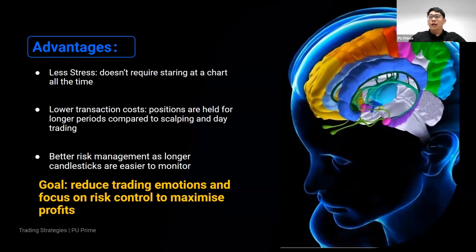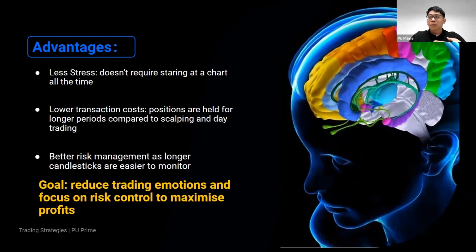Okay, and another advantage is it will be lower transaction cost if you compare to scalping and also day trading. Because scalping is a very short time frame, you can spot a lot of opportunities for you to open a trade. And sometimes, let's say our hand is itchy, we really want to trade, we can open up a lot of trades in a day. And then we need to pay for the spread, right? So it adds up to a lot, but not in the case of a swing trade. So lower transaction cost, because the positions are held for a longer period.